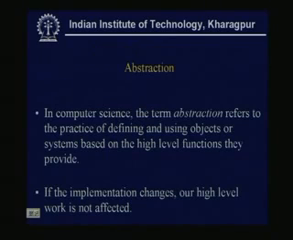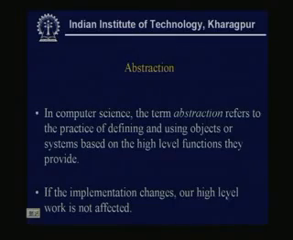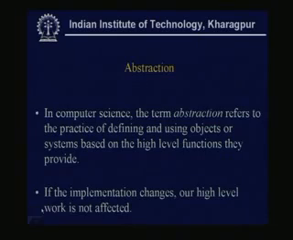Now, abstraction is how we define an object or a big system on the high level functions, and this is the abstraction in computer science. So, if the implementation changes, our high level work is not affected. That means, if your AND gate or OR gate changes, say I am taking one example.